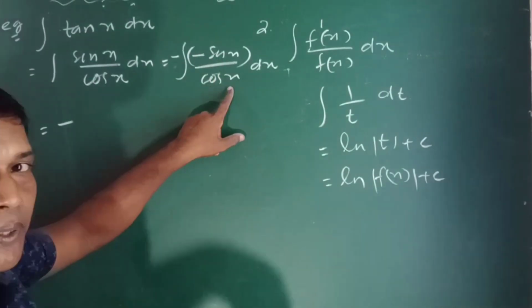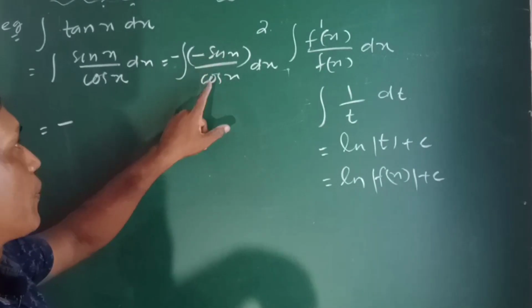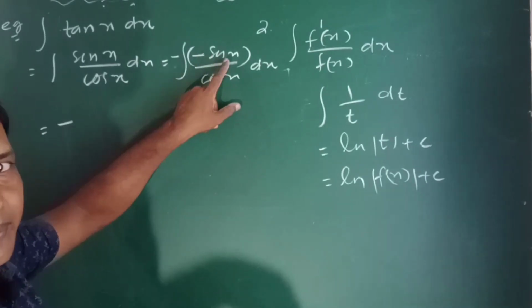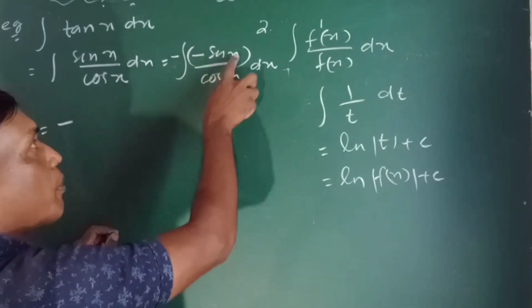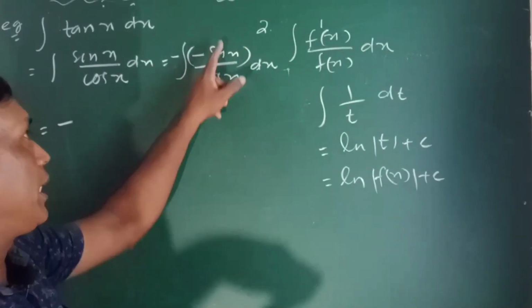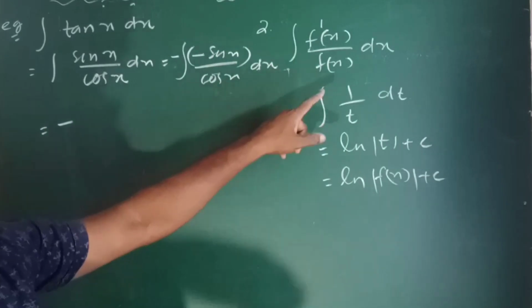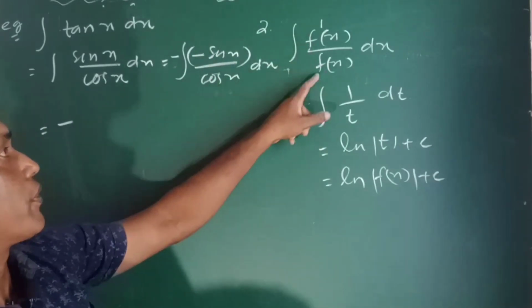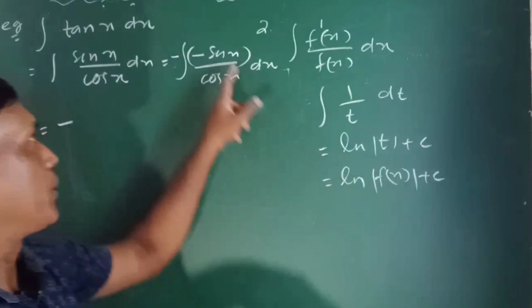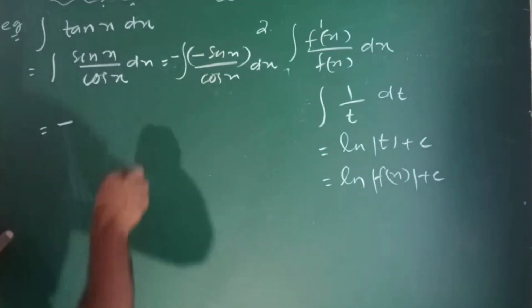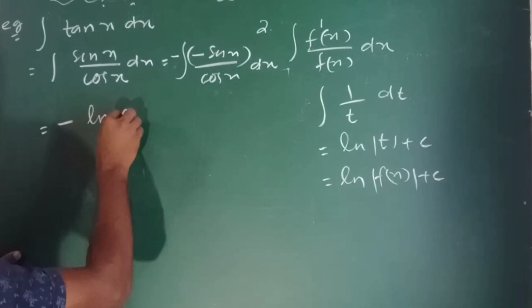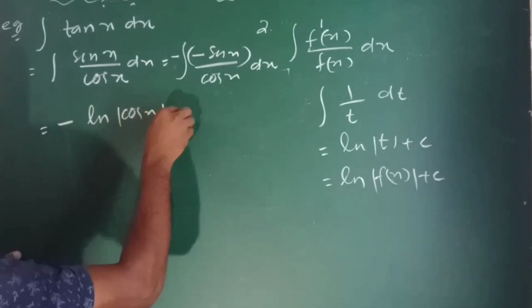If cos x is a function, its derivative is minus sin x. The derivative of cos x is minus sin x, right? So the function is at the bottom and the derivative is on top. So this is in the form of derivative by function, and the integration of a derivative by function is a log function. So this is minus log cos x plus c.